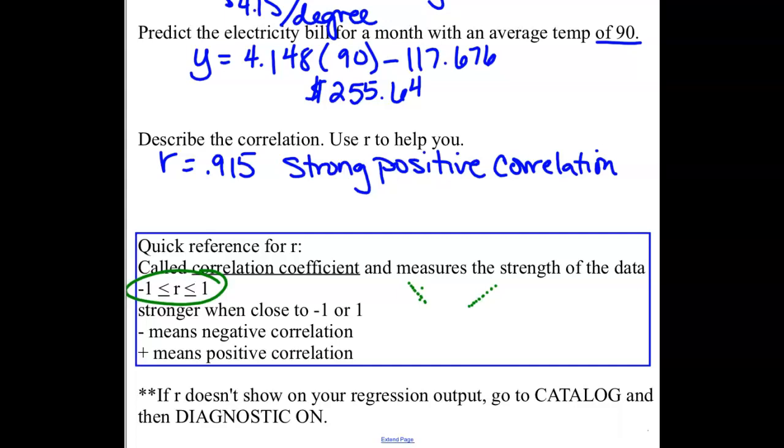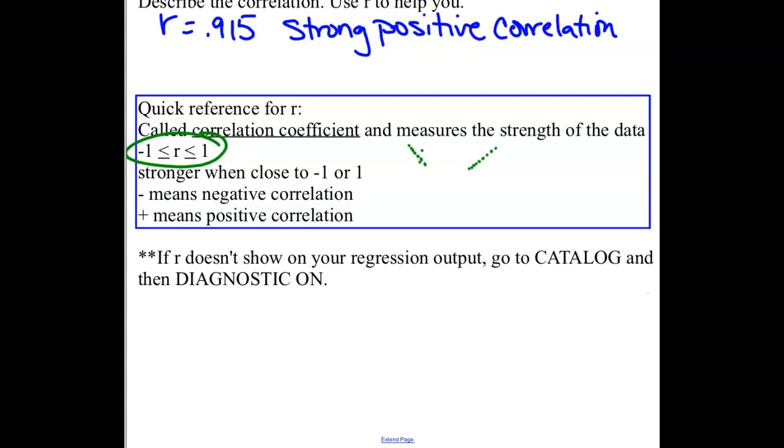If the R value doesn't show up on your calculator, remember you have to turn the diagnostics on. So you're going to go to Catalog, scroll down to Diagnostics. Once you select Enter for that, it will still have that diagnostics on with a blinking cursor next to it, and you have to hit Enter a second time to actually turn it on.